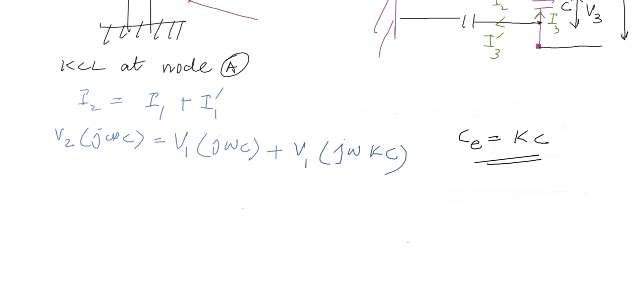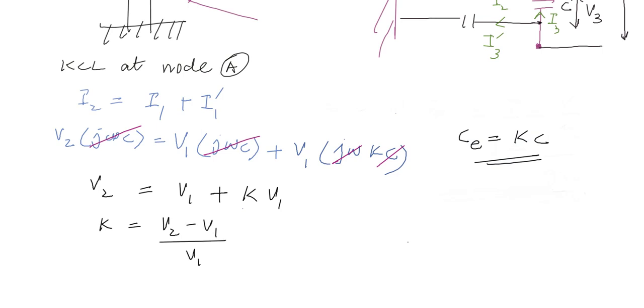Okay. Now we can cancel some common terms, which are j omega C. This will lead to V2 is equal to V1 plus K times V1. And if we rearrange this equation, K is equal to V2 minus V1 divided by V1. And we are given the values of V2 and V1. So V2 is 11 and V1 is 8, divided by 8.